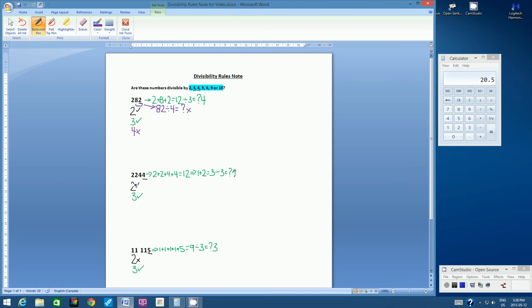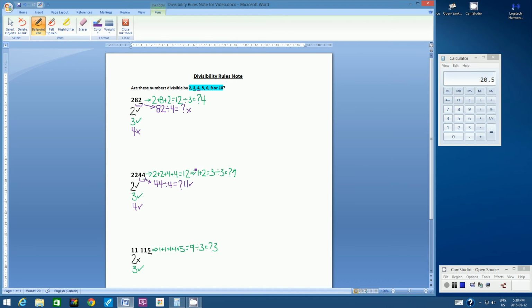So the divisibility rule for 4 is we look at the last two numbers. The last two numbers are 44. Are the last two numbers divisible by 4? Well, 44 divided by 4, you can check it on your calculator, but 44 divided by 4 is actually 11. So this number is divisible by 4 because this is a whole number.